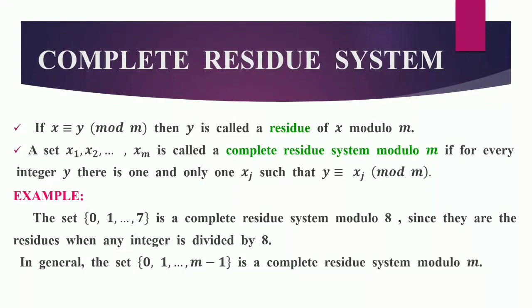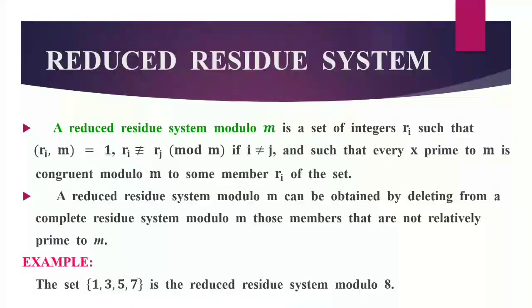For example, a complete residue system modulo 8 consists of the set of integers 0, 1, 2, etc. up to 7, since if any integer is divided by 8, we get the remainders, that is the residues, 0, 1, 2, etc. up to 7. In general, the set 0, 1, 2, etc. up to m minus 1 is a complete residue system modulo m.